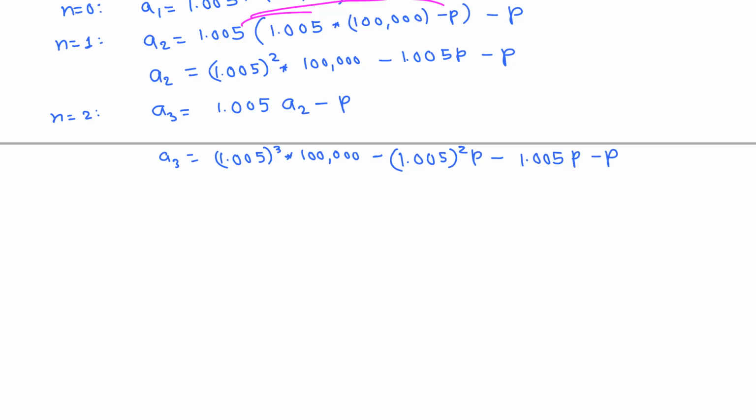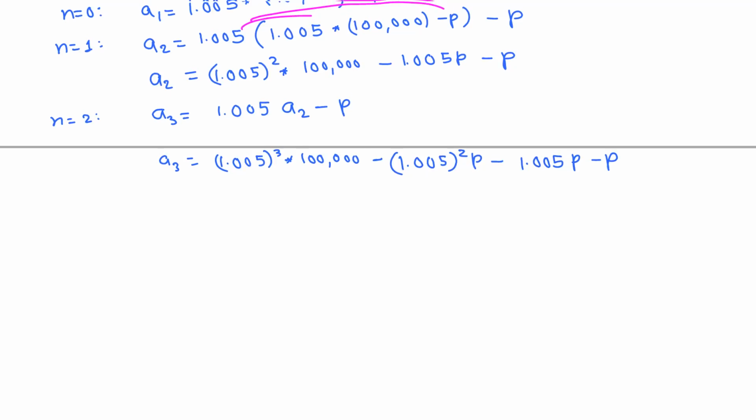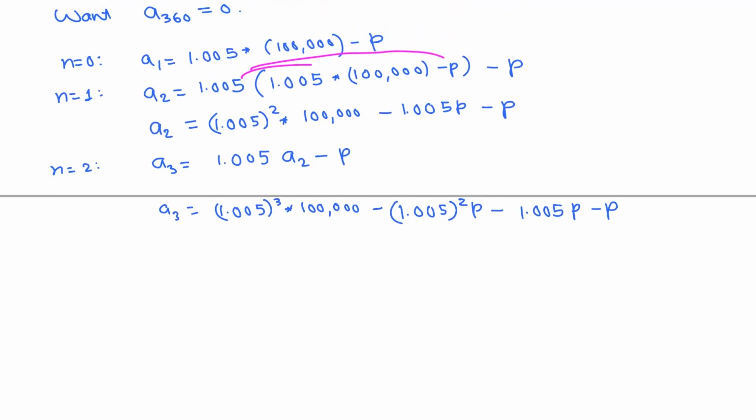Now you may have seen the pattern. Look here. A_1 is 1.005 times 100,000 minus P. A_2 is now 1.005 squared times 100,000 minus 1.005 to the power 1 P minus P. And this is A_3. Then A_4 would be 1.005 to the fourth times 100,000, minus 1.005 cubed P, minus 1.005 squared P, etc. Or you can, if you like, write it this way, if we continue.